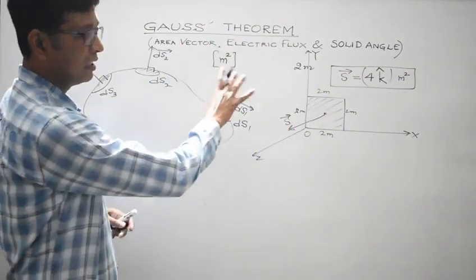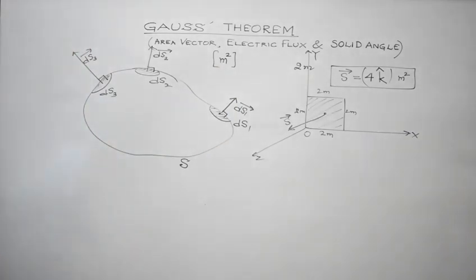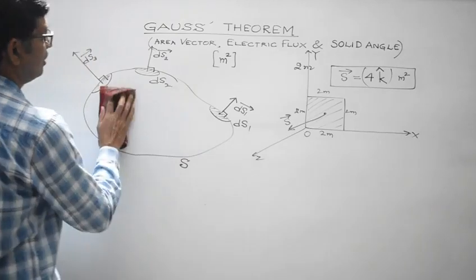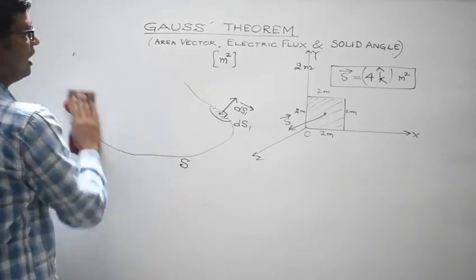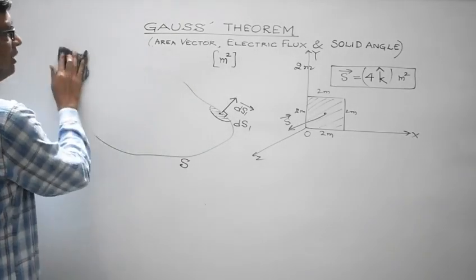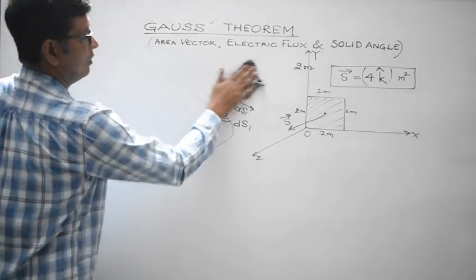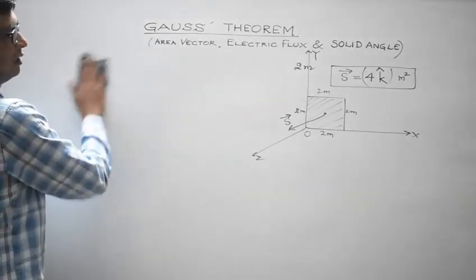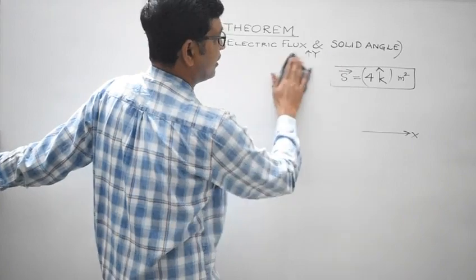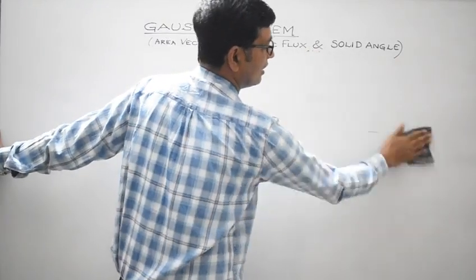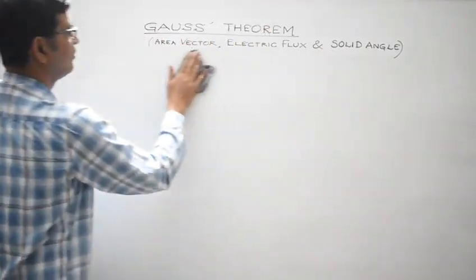I hope you have understood this particular topic. So area vector is a vector quantity and the area of a given surface when represented in the vector form, that is known as an area vector. We'll discuss its significance.